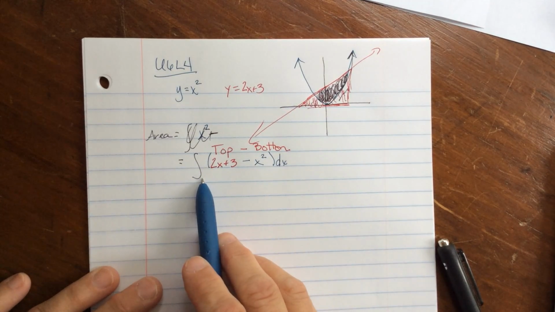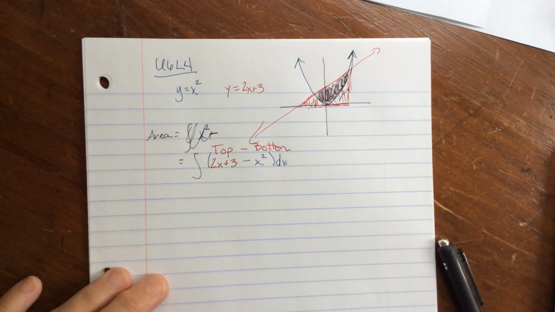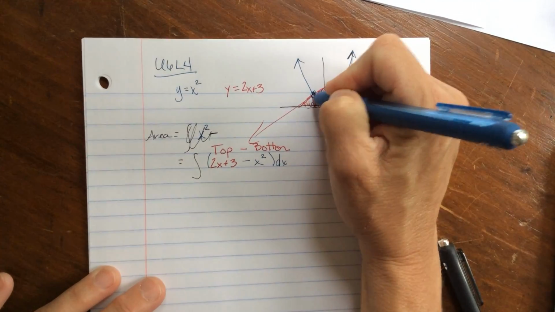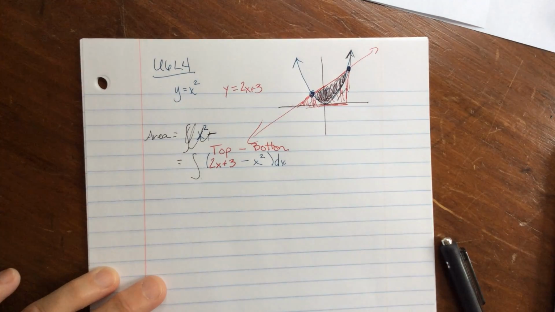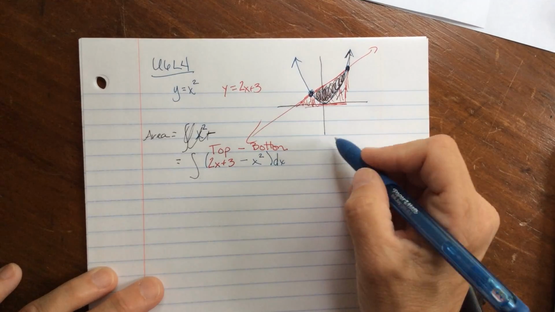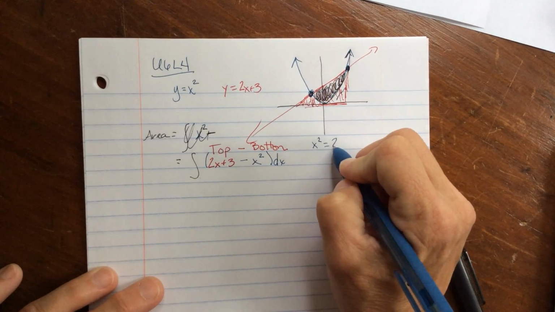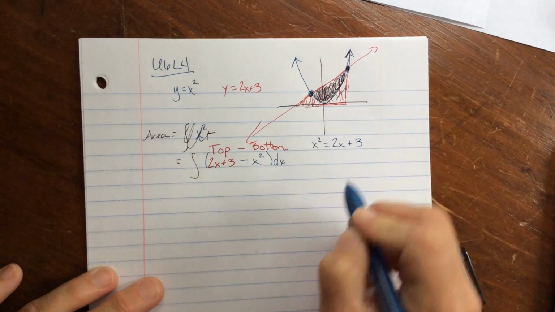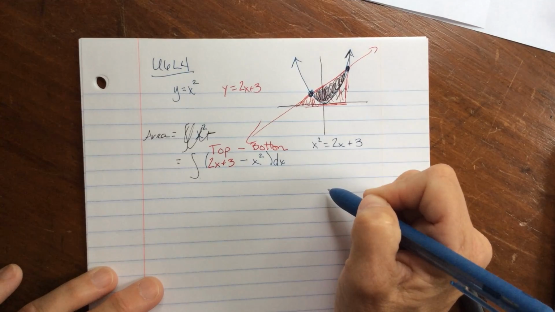Now, what do you suppose our lower bound and our upper bound are going to be? How do we determine those? They're going to come from the intersection of those two functions. So we need to find the intersection points. How do we do that? We set those functions equal to each other and solve for x. So x squared equals 2x plus 3.